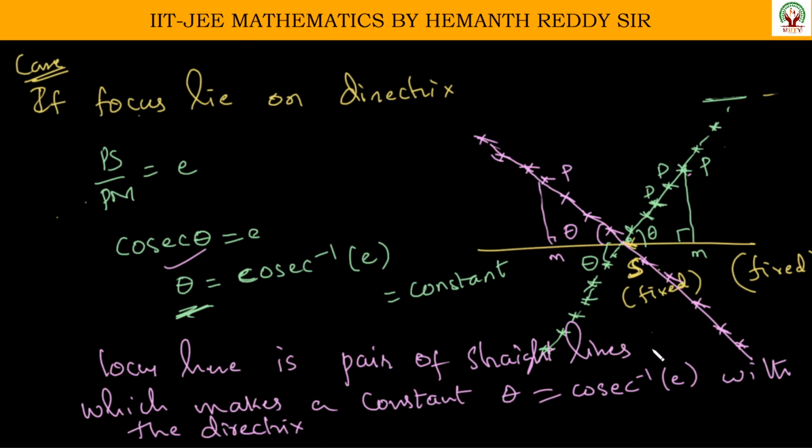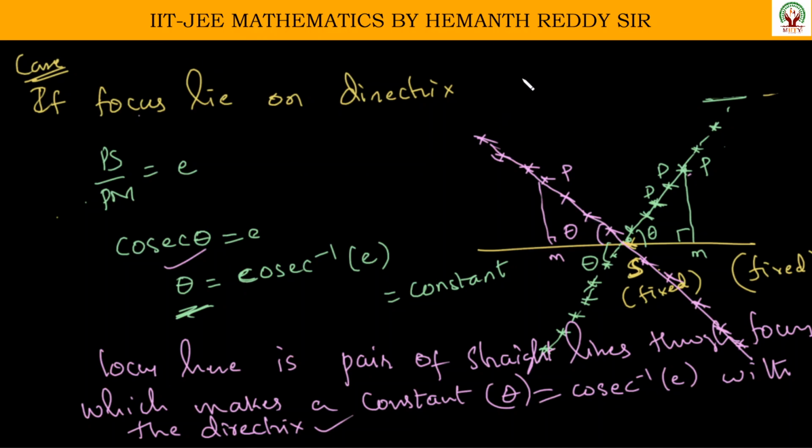Pair of straight lines, you can write through focus. So the locus here is the pair of straight lines through the focus, which makes a constant angle theta with the directrix. So this is the pair of lines. The locus will be these two lines.